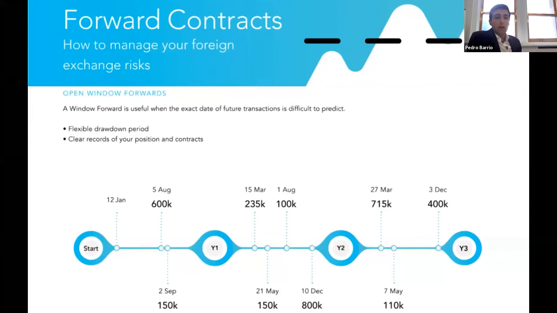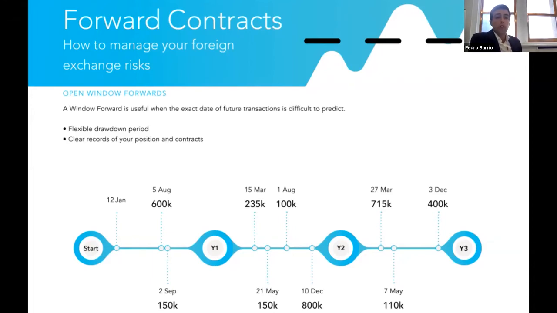Then the other option that we have is practically the same product, but giving us the flexibility of making use of that contract within a given period of time, so a given window. So this is the most common product that we use with our clients at Ebury for two main reasons. Mostly because it gives that added flexibility, but also because it allows us to look at longer term hedging strategies.